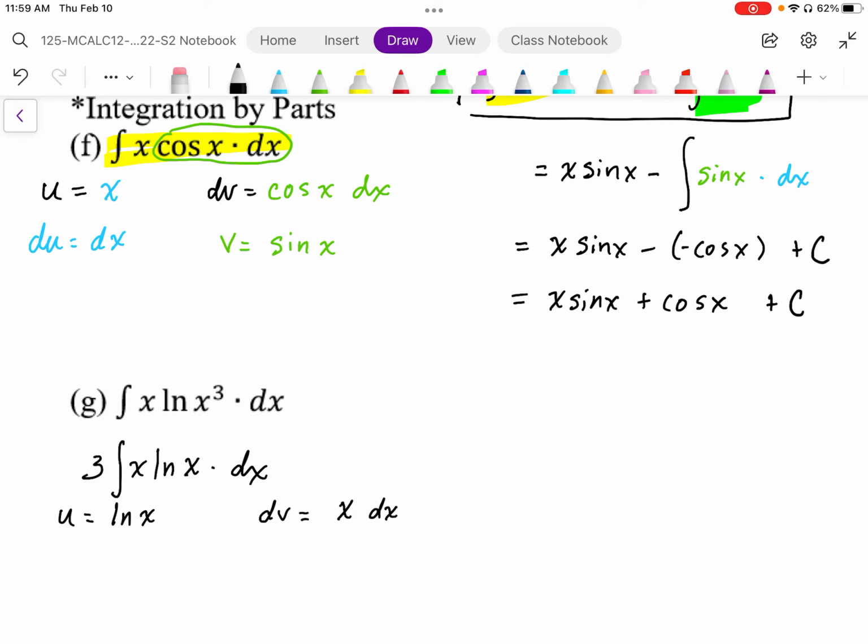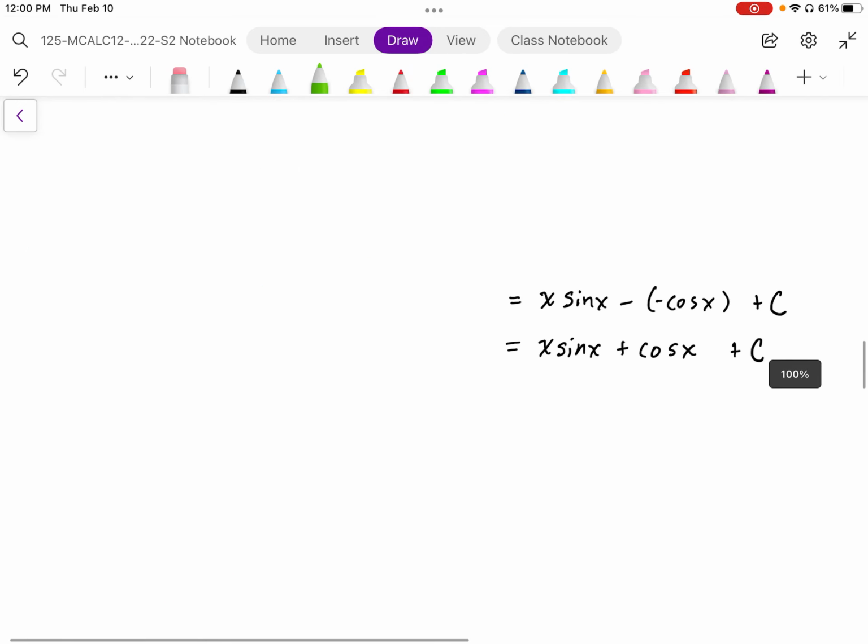Okay, so I've chosen my dv, the most difficult part that I can integrate, and u is the other part remaining. I'm going to generate a du part for my formula. That's going to give me 1 over x times dx. I'm going to integrate the dv to get my v for my formula. So I'm going to end up with x squared over 2. Okay, so once I've done that, I'm going to apply my formula.